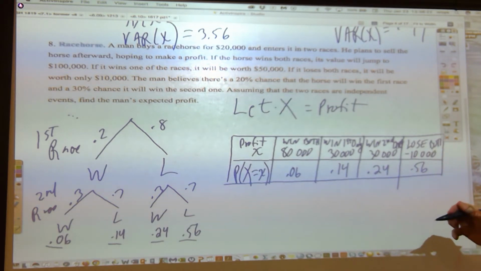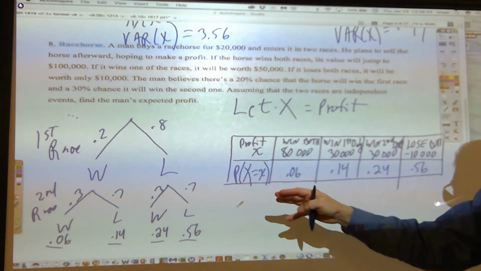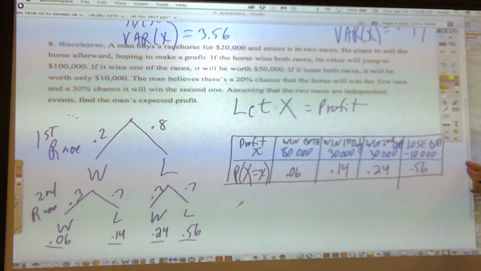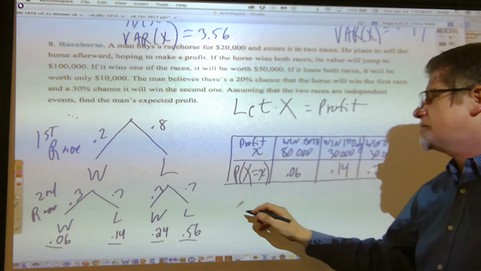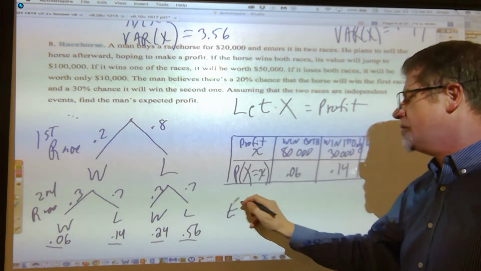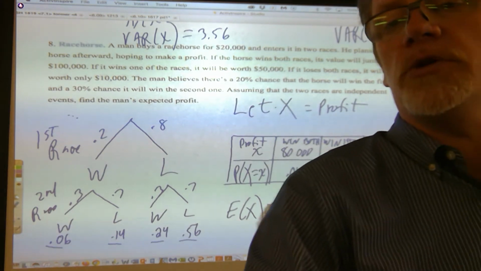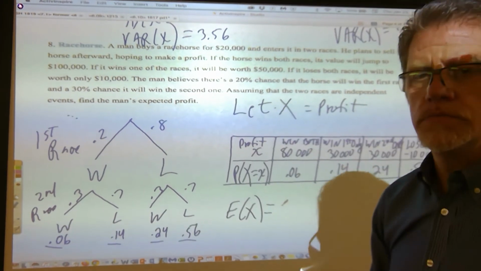So now we're in a situation where we can calculate the expected profit. Notice the flow of the problem. Use a tree diagram to get a handle on the probabilities. Then we set up the probability distribution table for the random variable. Go ahead and use your calculator to find the expected profit. I'm going to pause the camera while you're calculating that.